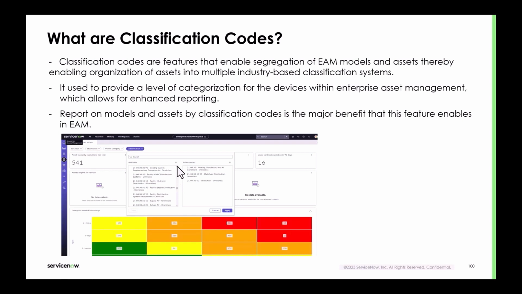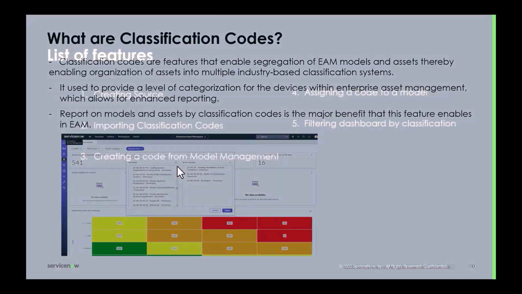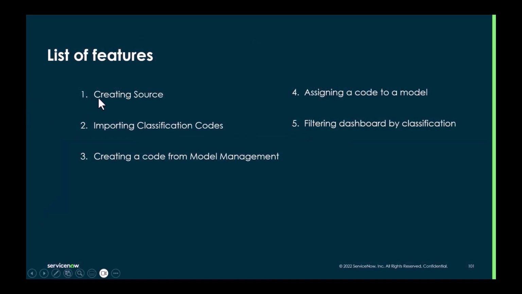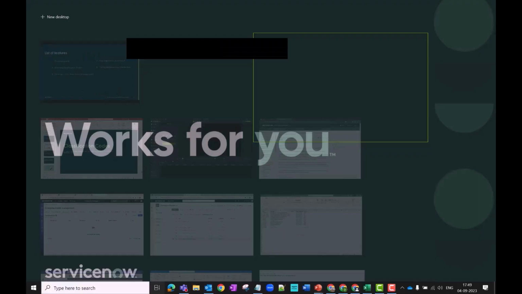So let's see how these classification codes are getting loaded and used in EAM. We will be creating a source, then we'll import classification codes, create a code from model management, and assign that code to a model, and then we shall see how the dashboards can be filtered based on these classifications. So let's move into the workspace.